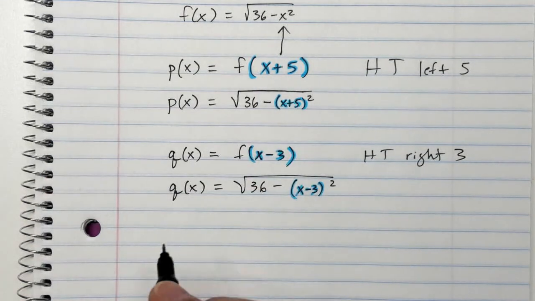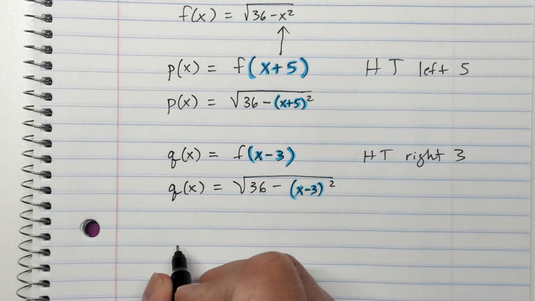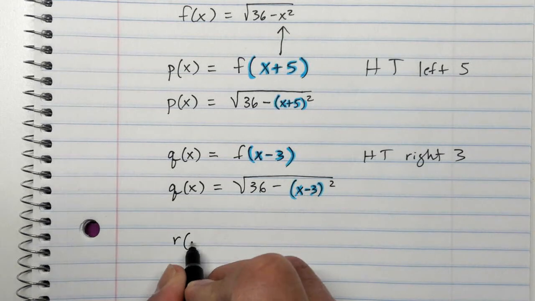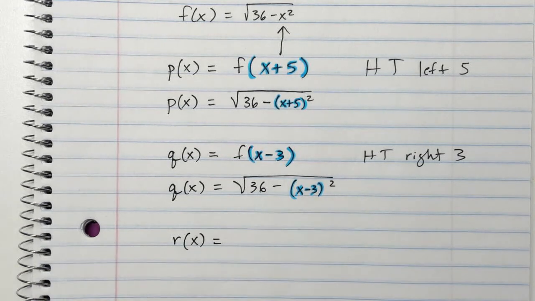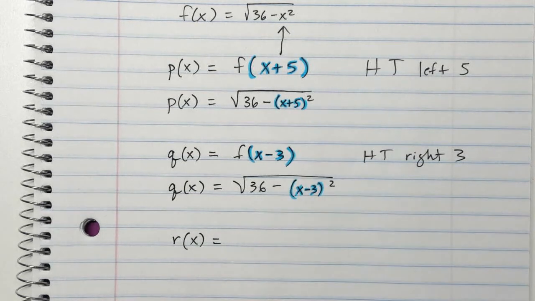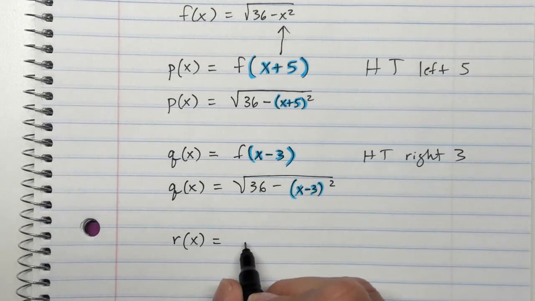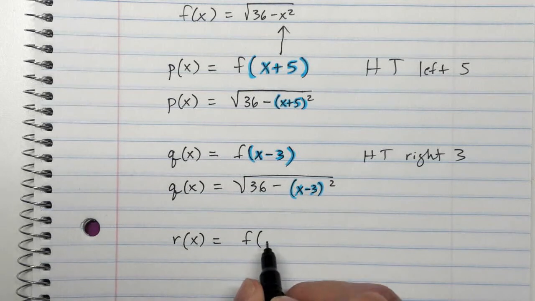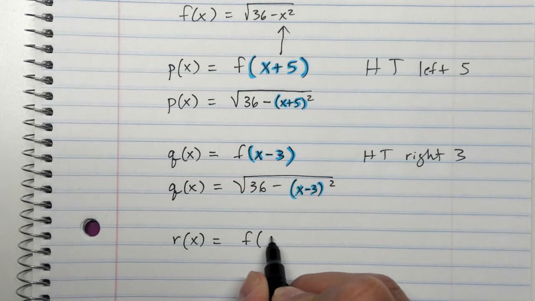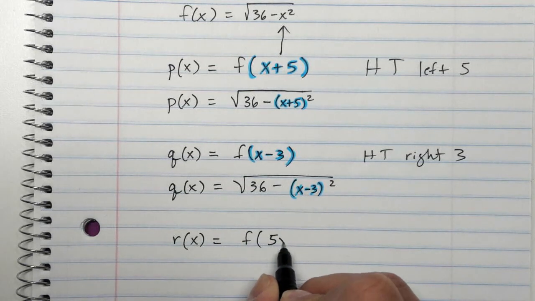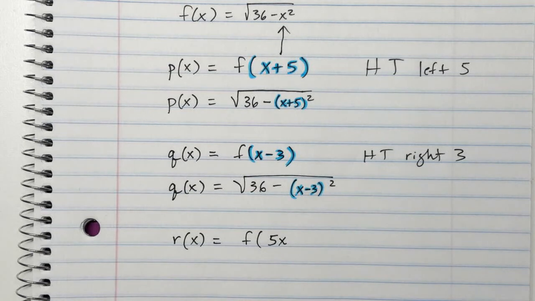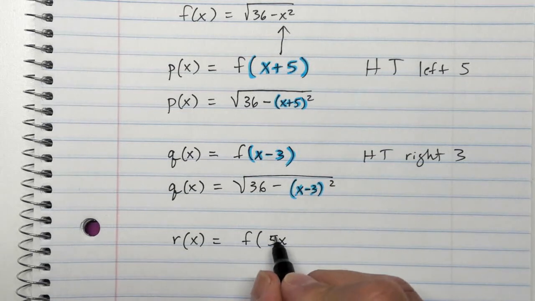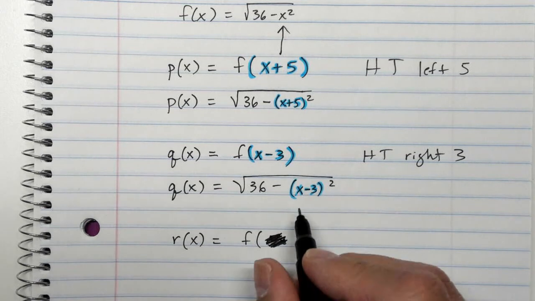So let's go to the next example. Okay, so we got a couple translations. Let's do a dilation. Oh shoot, I hate dilations. I hate dilations. Oh, no. Not good at all. Let's go 2x.